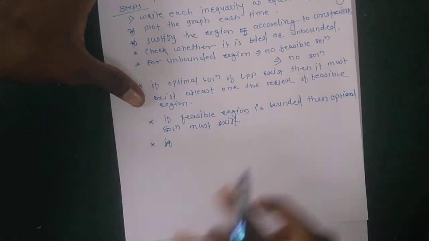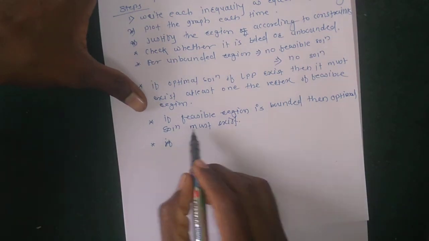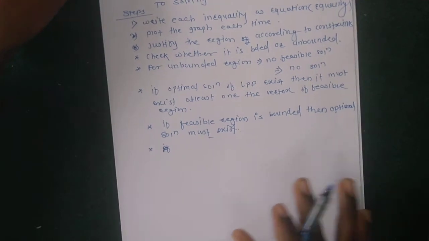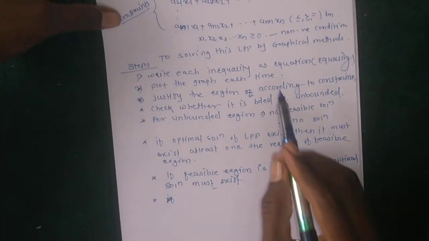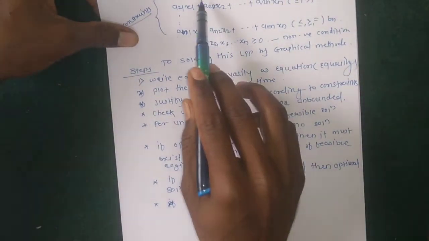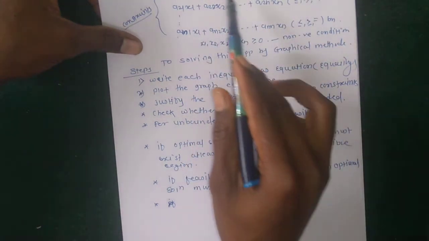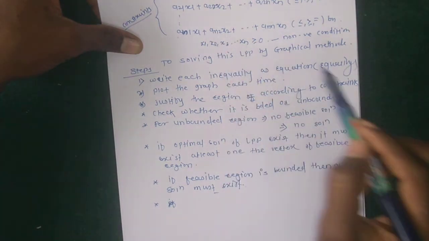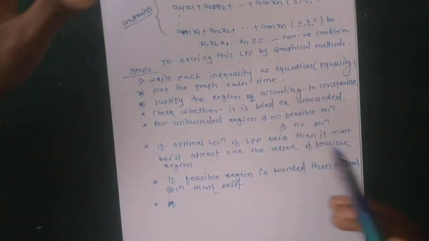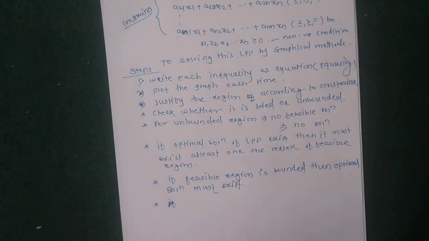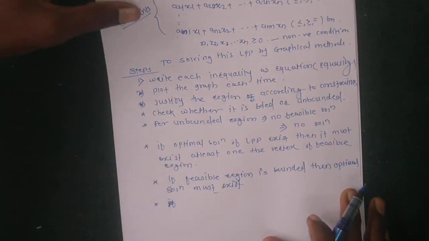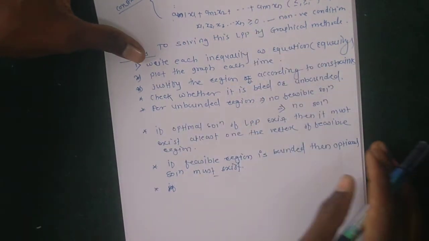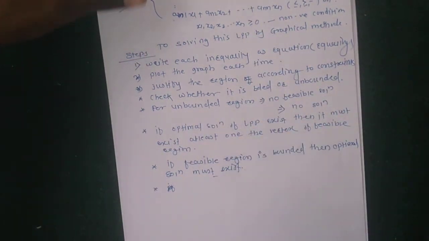In this way we solve by the graphical method. Firstly, write all constraints as equalities, then find the points of each equation and join the points, then justify the region according to the constraints. Then check whether it is bounded or unbounded. If unbounded, then the given LPP has no solution. If bounded, then it has an optimal solution.